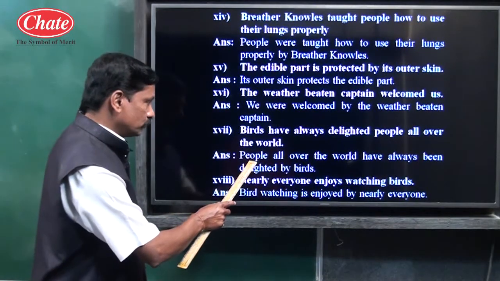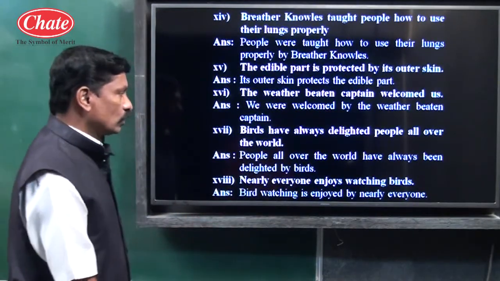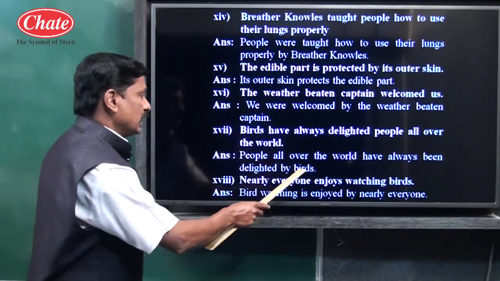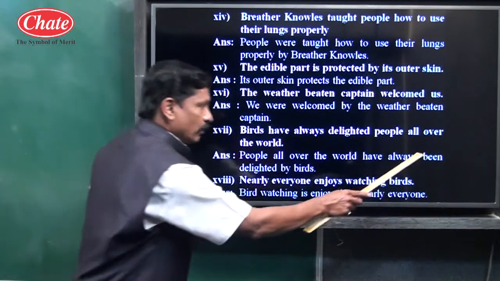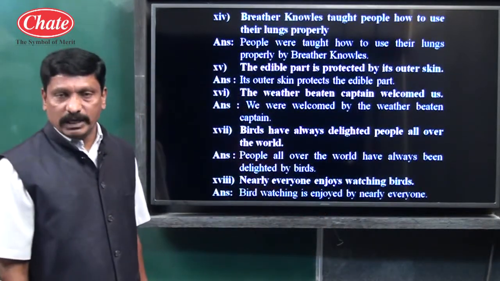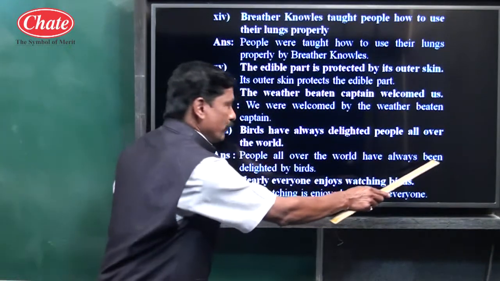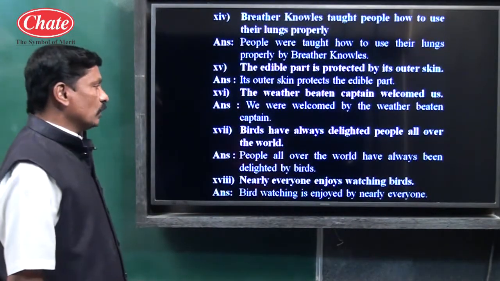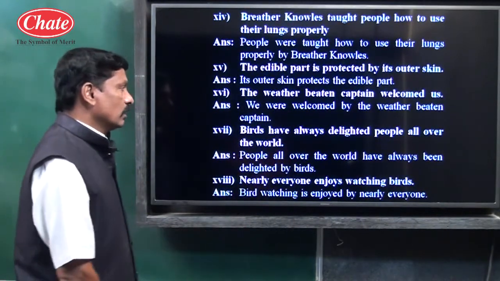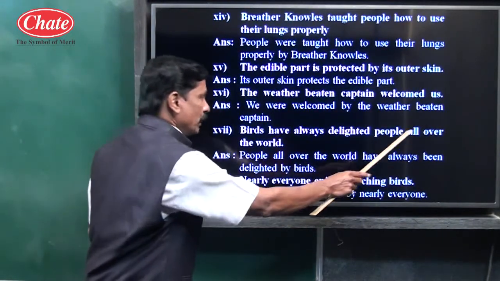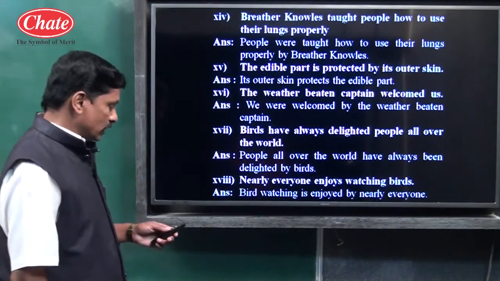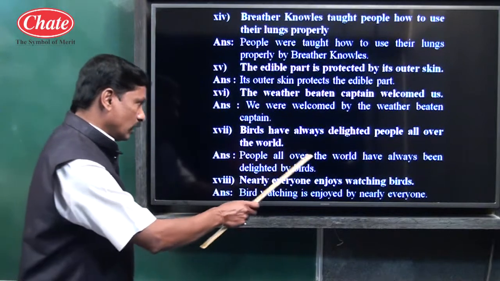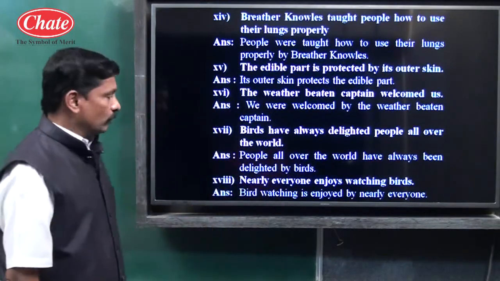So, people all over the world have always, see children, been delighted by the birds. We know here that been has been used because in passive voice, been plus third form of verb is used. I will repeat once again. Birds have always delighted. Whom have the birds always delighted? People all over the world. So children, people all over the world have always been delighted by the birds.